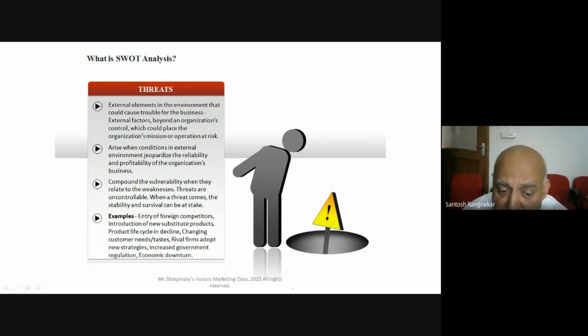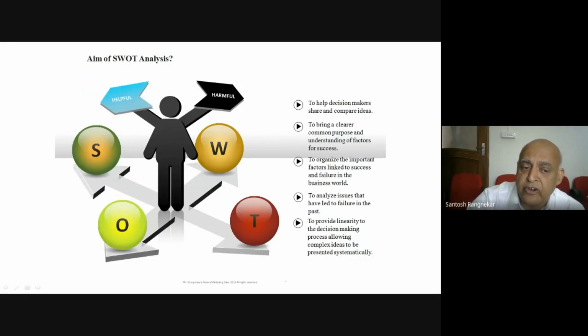So entry here at the time of LPG, liberalization, privatization, globalization, when our Prime Minister is saying the local is the market, that is the global market working from locally. So here there are many threats also: entry of foreign competitors, introduction of new substitute products, product life cycle decline. But if you are aware, then you find the ways. You can take the government support, and then you can overcome this particular type of problems and find out how you can do your business globally. So new strategies are there, government regulations, electronic downgrade is there.